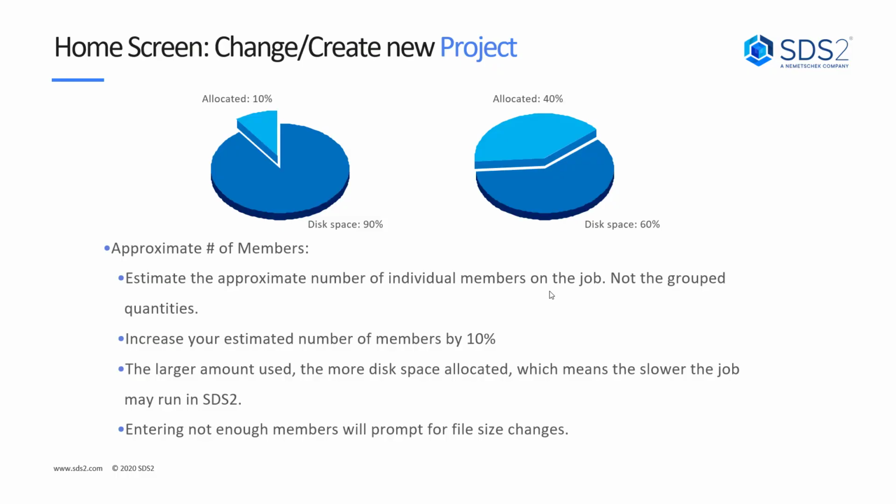So for our approximate number of members, we want to estimate the approximate number of individual members on the job, not the grouped quantities. We want to increase our estimated number of members by 10%. The larger the amount used, the more disk space allocated, which means the slower the job may run in SDS2. And if you don't enter in enough members, the program will prompt you for file size changes. So if you enter in 1,000, for example, and you go over that mark, SDS2 will prompt and tell you that you need to allocate more space for more members.